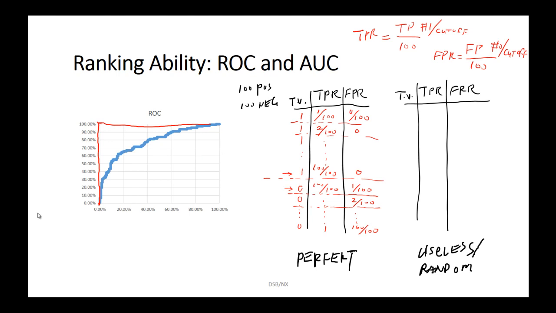Now I want you to pause the video and reason why a completely unpredictive or useless model would produce a 45-degree straight line ROC curve and therefore result in an AUC equal to 0.5. Follow this example to fill out this second table and share it in the discussion board.